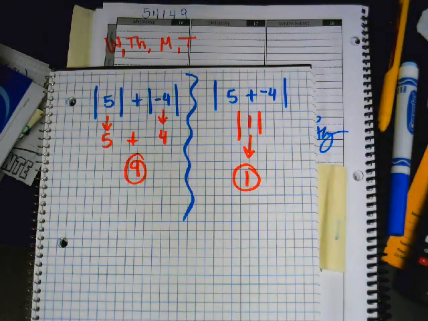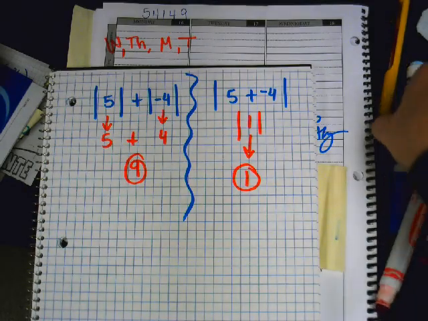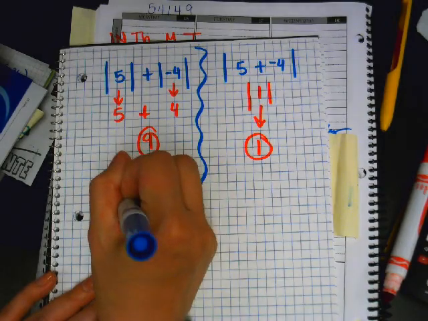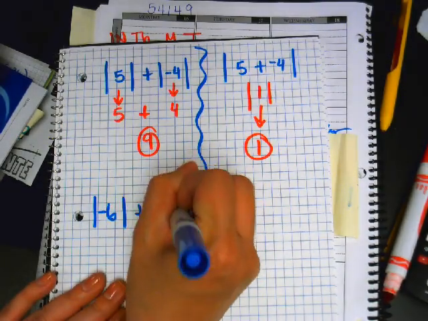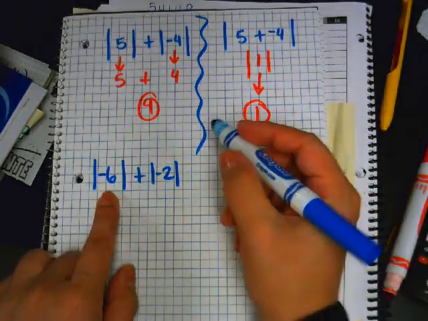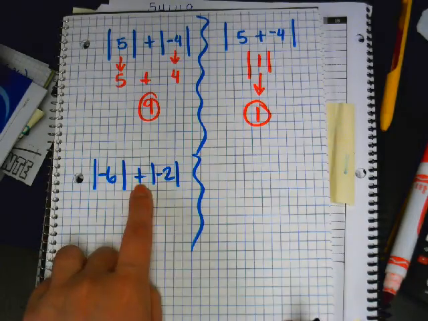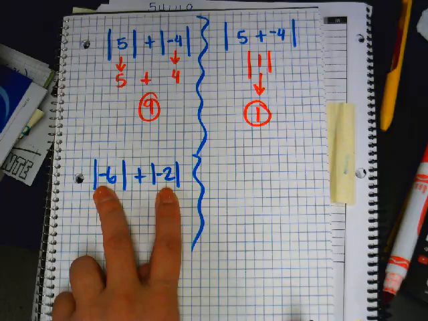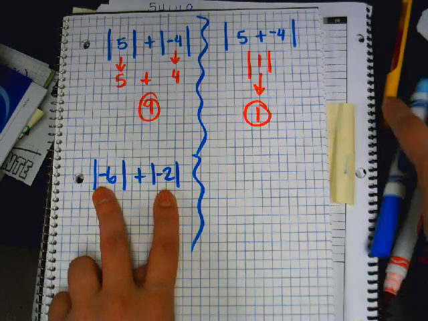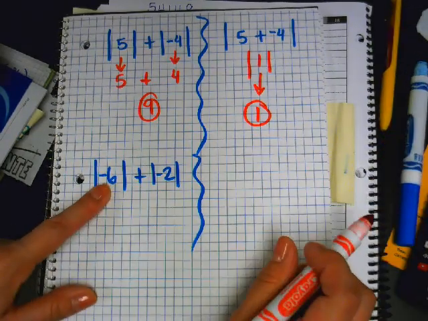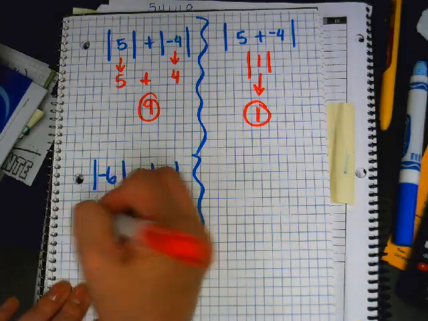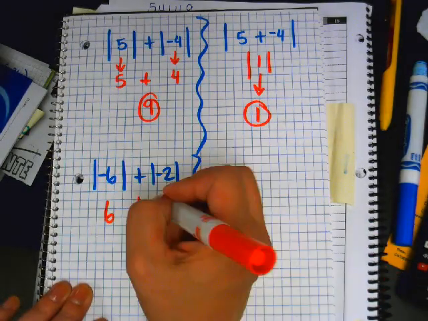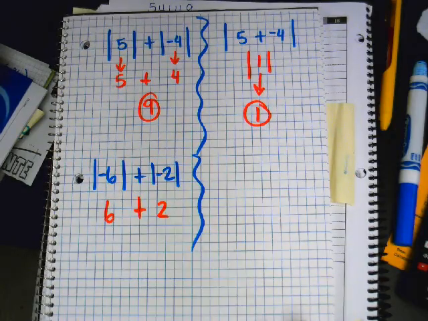But here it is. So what we have to remember is, if it's individual, absolute value negative 6 plus the absolute value negative 2. If they're individual bars, you do the individual math. What's the absolute value of negative 6? 6 plus what's the absolute value of negative 2? 2. What's 6 plus 2?